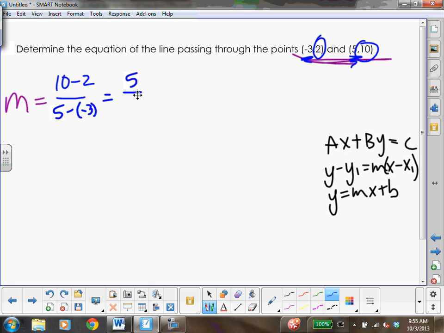10 minus 2 is 8. 5 minus -3 would be positive 8. So this is my slope.